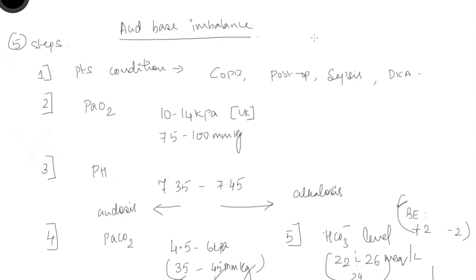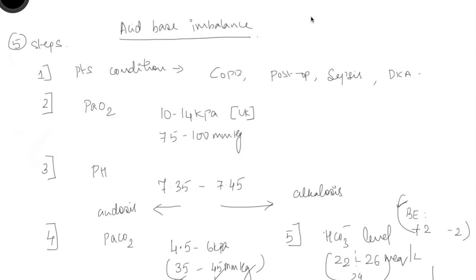Okay, it could be your question stem in your PG entrance exam, or it could be your patient in the ICU. So you need to know the condition of the patient first, and then you're going to look at the partial pressure of oxygen, know the normal levels. Then you need to look at the pH, and then the PaCO2, finally the bicarb level. So we'll take up some examples to see this as well.